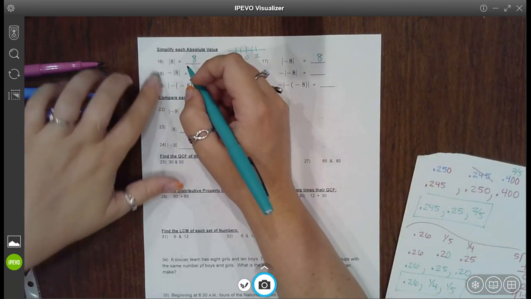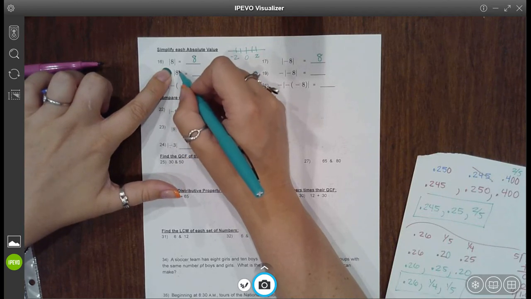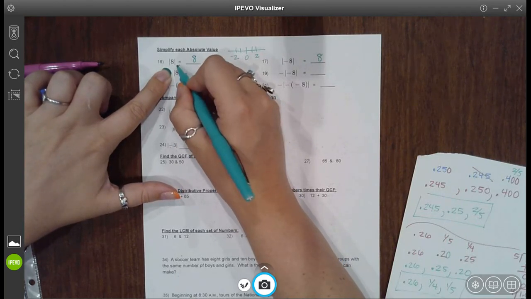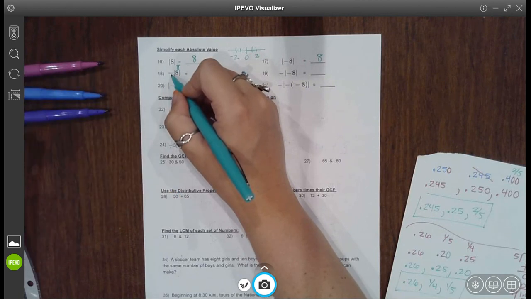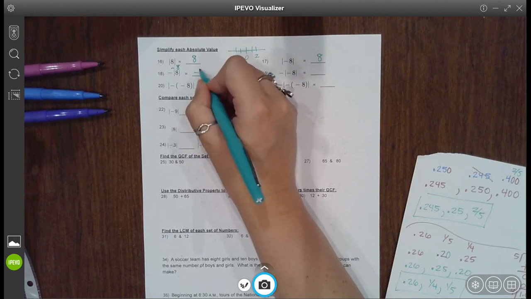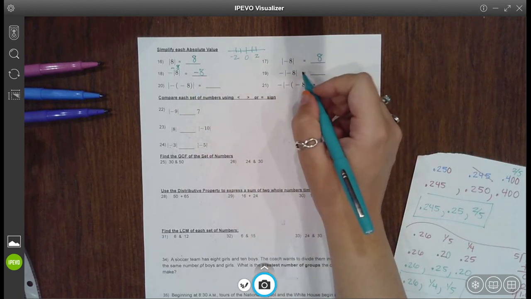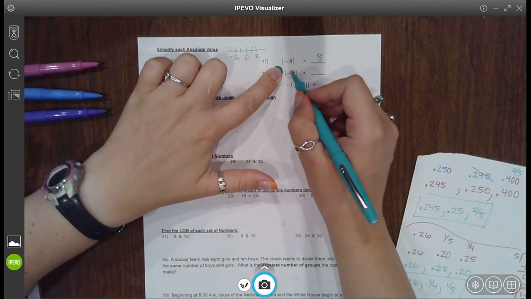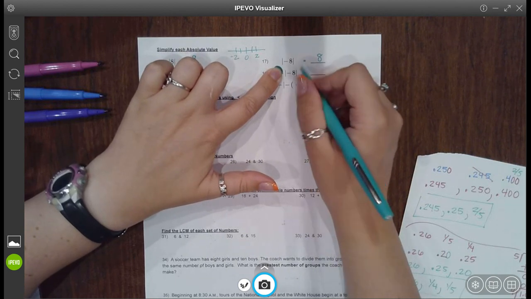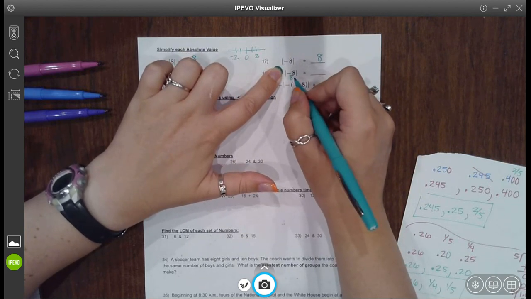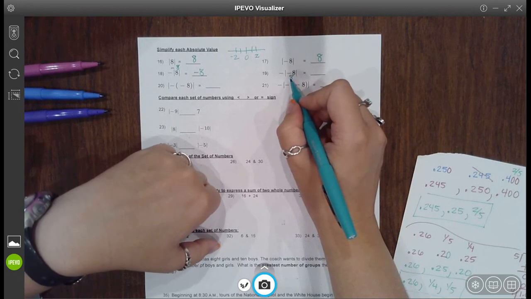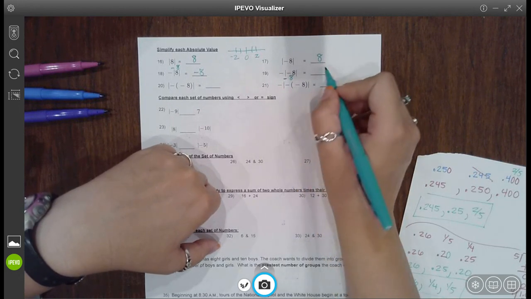Now this one, work your way inside out because you just focus on the absolute value part first. The absolute value of 8 is 8. And then that negative's out in front of those signs, so it's saying what's the opposite of positive 8? A negative 8. Okay, this one, ignore that for now. What's the absolute value of negative 8? It's 8. And what's the opposite of that positive 8? A negative 8.